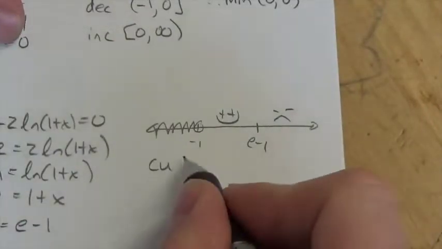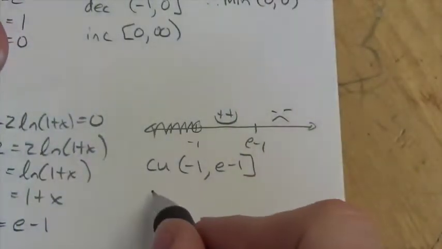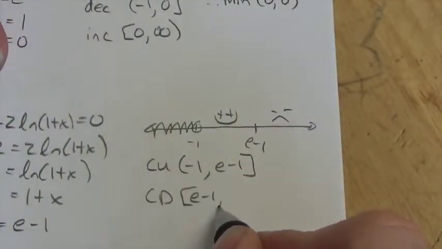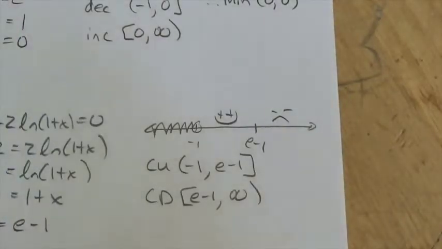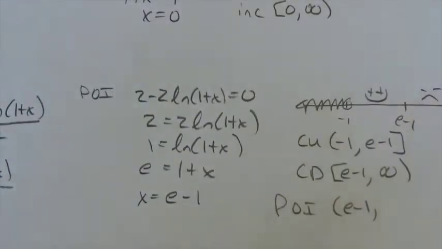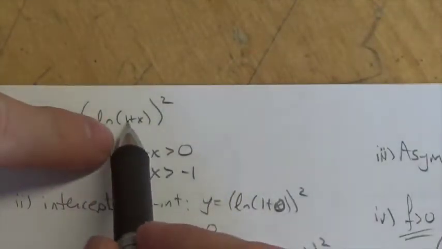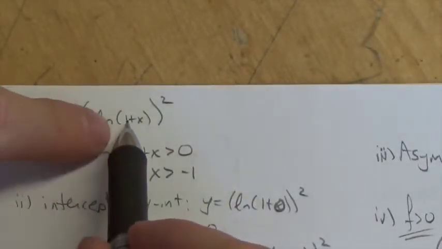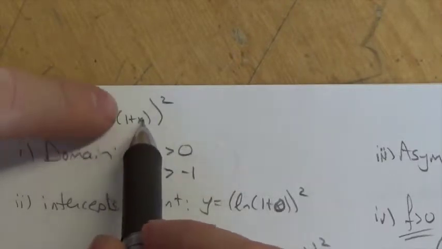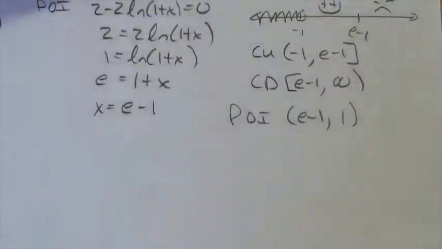So this thing is going to be concave up on the interval from -1, not including -1, to e minus 1, inclusive. Concave down from e minus 1 out to infinity. And again, we're going to include that, which means that we've got this point of inflection at e minus 1. Well, now I've got to put that e minus 1 back up to here. So if I plug that in, the natural log of 1 plus e minus 1, well, the 1's will cancel. The natural log of e is 1, squared is 1. So there's my point of inflection.